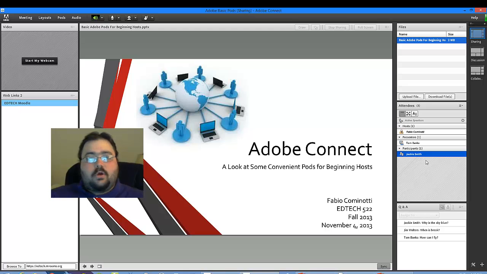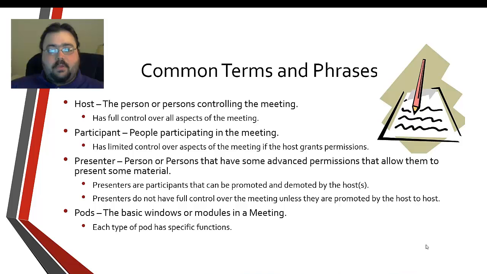So here we are in Adobe Connect. We have the main share pod. We're not going to talk too much about the share pod today because it takes a long time to go over. It does a lot. This is your main pod. The other ancillary pods that we are going to be talking about, we have our video pod. There's nothing in it right now. We have our web links pod. We have our files pod, our attendees pod, and the question and answer. These are the ones we're going to talk about today.